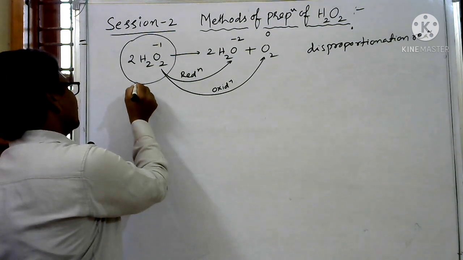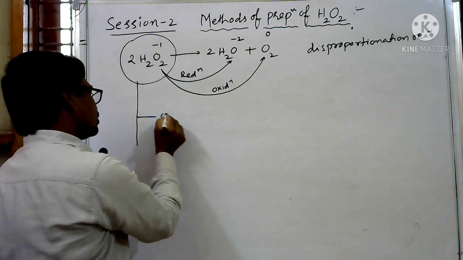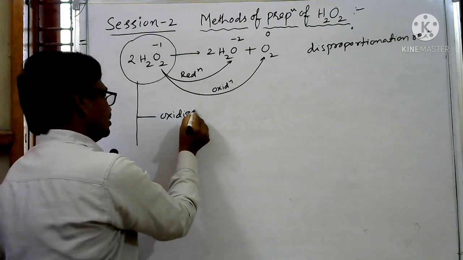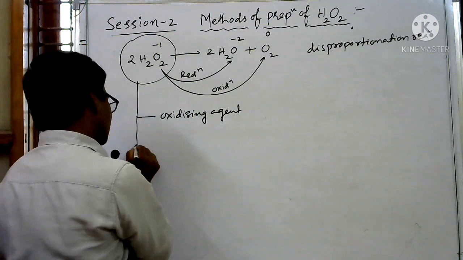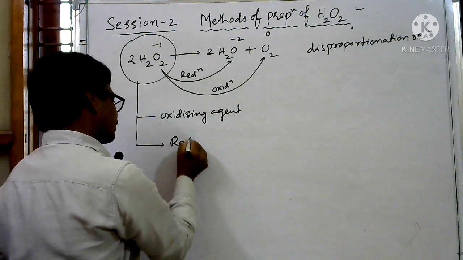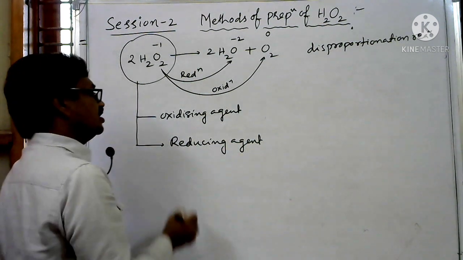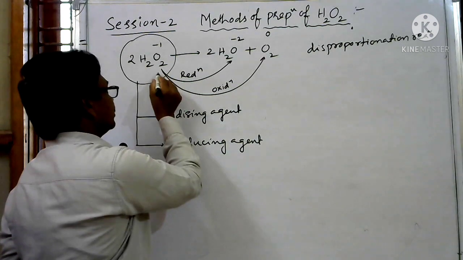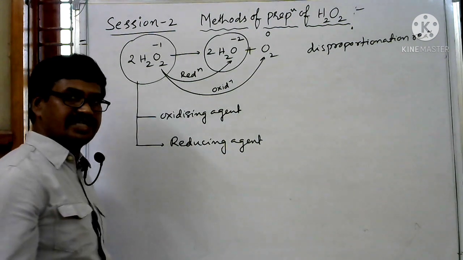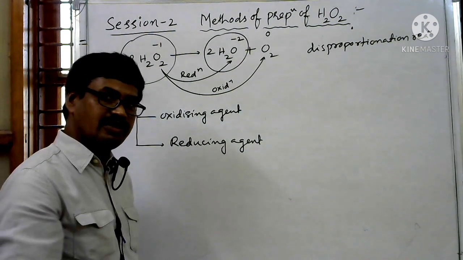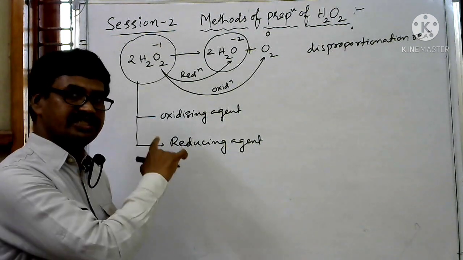That means here H2O2 acts as an oxidizing agent, and based on this reaction, it also acts as a reducing agent. Whenever it is acting as an oxidizing agent, water molecules are always produced. In the reaction, if you observe only water molecules on the product side, then we can say it is an oxidant.